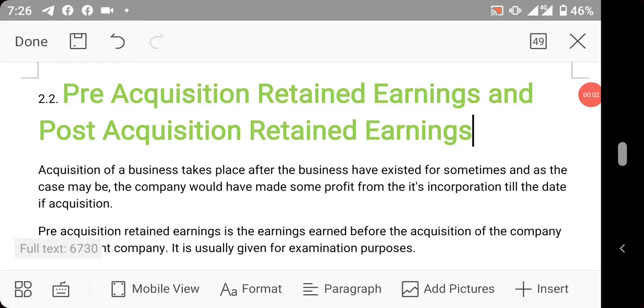Okay, welcome to today's class. We continue with our FR introduction with special emphasis on consolidated statement of financial position.